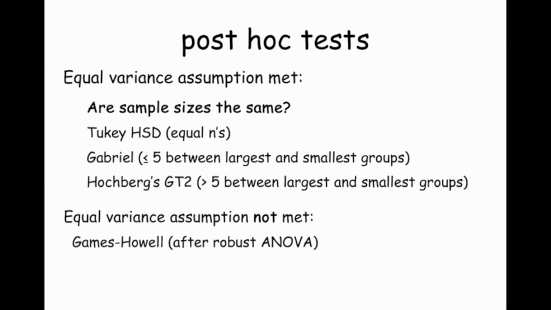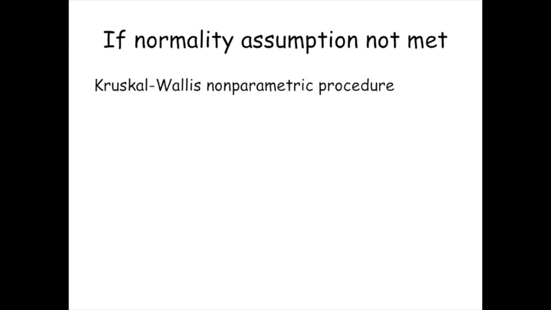If the equal variance assumption has not been met, use a robust ANOVA such as Brown-Forsythe and the Games-Howell post-hoc test. Finally, if the normality assumption has not been met, as when the data are ordinal, use the Kruskal-Wallis test, the nonparametric equivalent of analysis of variance.